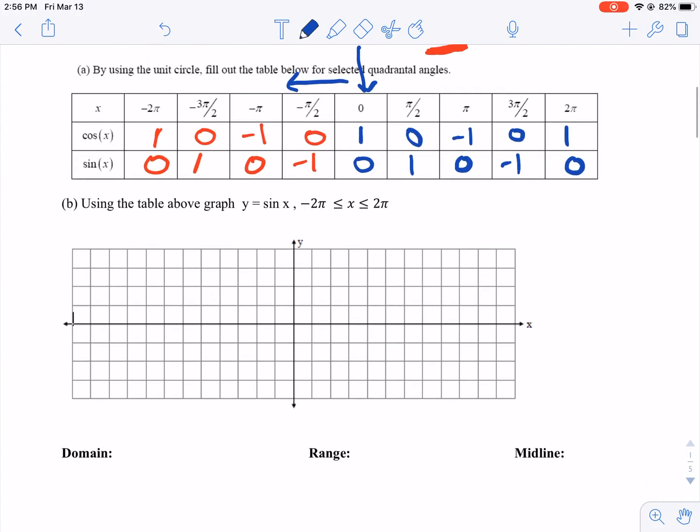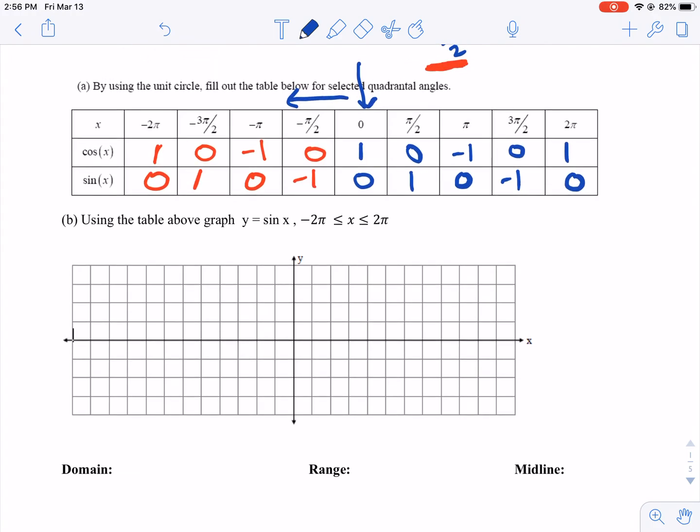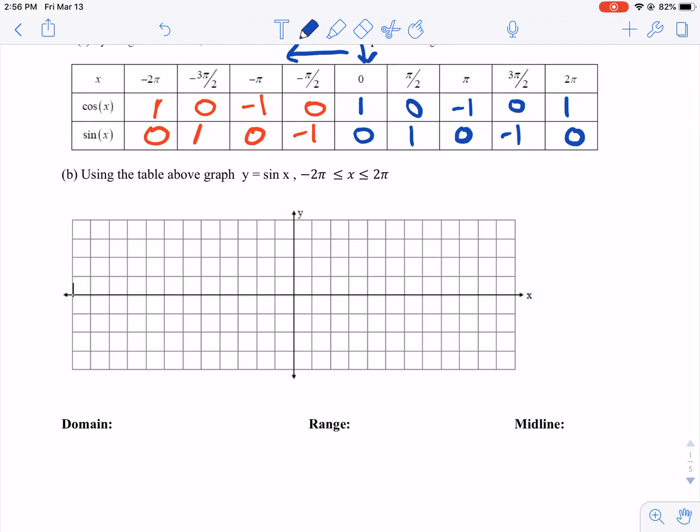Alright, so using the table above, graph y equals sine x from negative 2 pi to positive 2 pi. Now, here's my 0. Now if you look, I have 4 values past the 0, which gets me all the way back around, and I got 4 numbers on the other side of 0. So I'm going to skip a block and go every other one. So this is going to be pi halves. This is going to be pi. This is going to be 3 pi over 2. And this is going to be 2 pi.